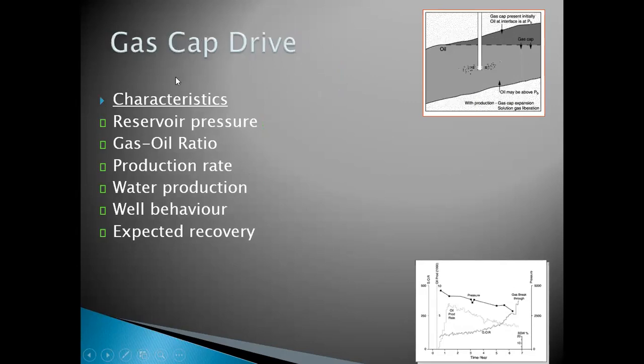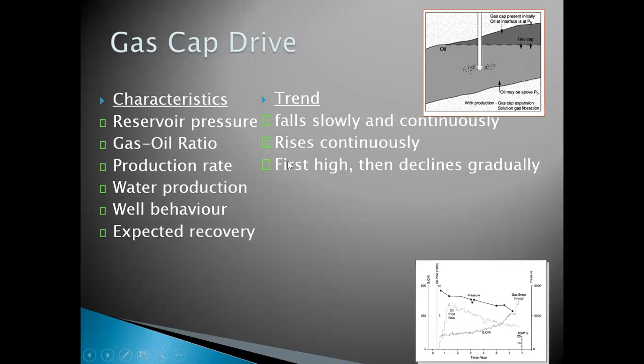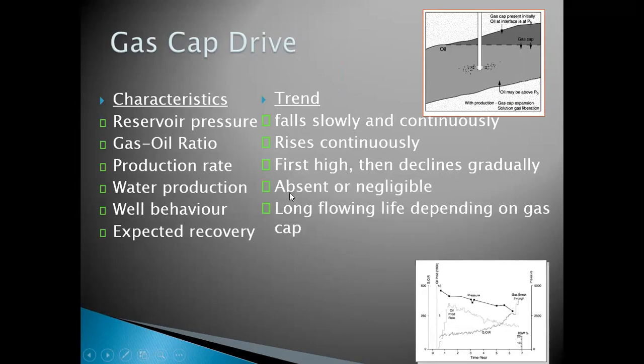Okay, let's look at the gas cap drive. Again, the reservoir pressure will fall slowly and continuously. So again, it's really not a good trend for the reservoir pressure. The reservoir pressure falls, gas oil ratio will increase. Production rates are first high, then decline. Water production in this case is absent or negligible.